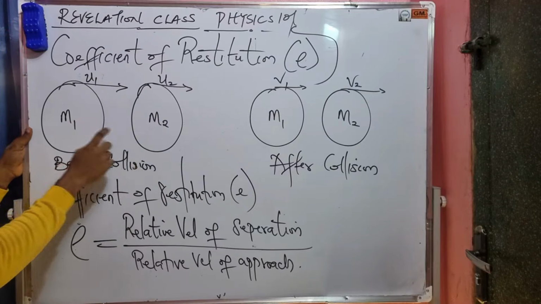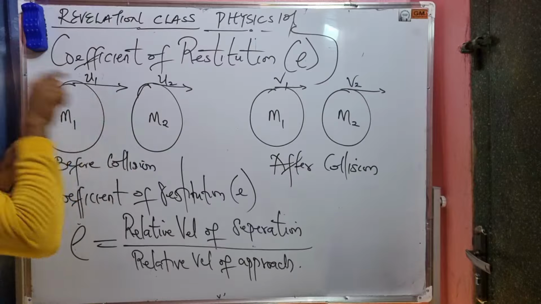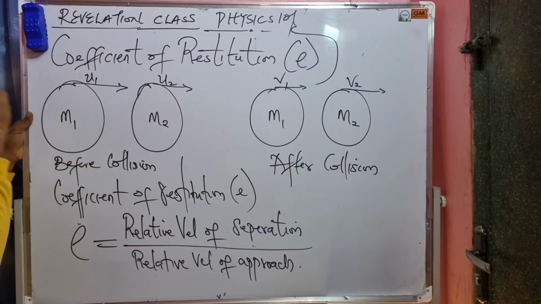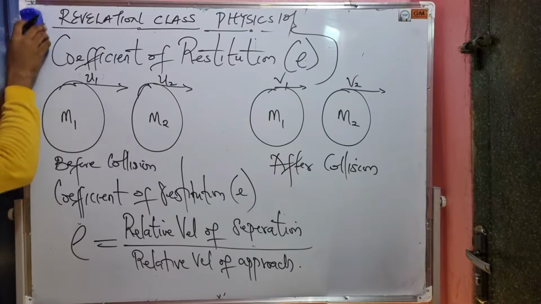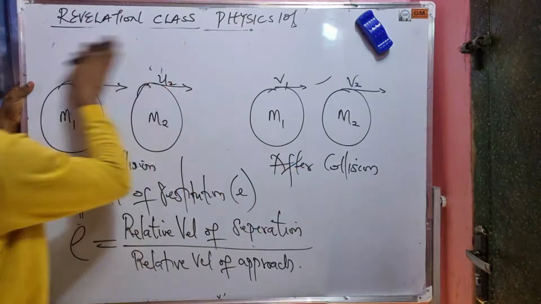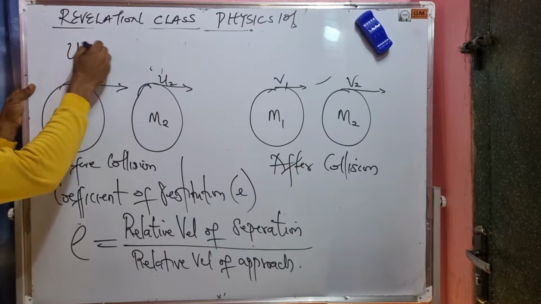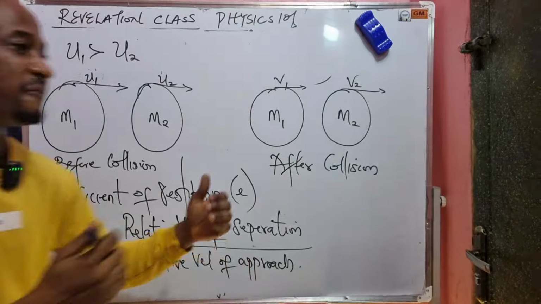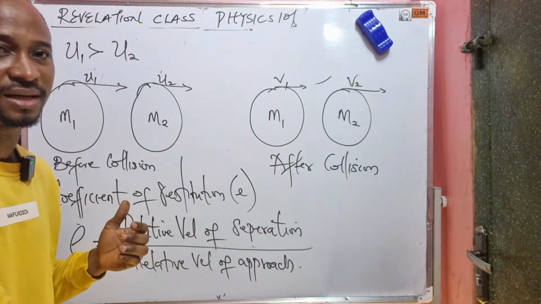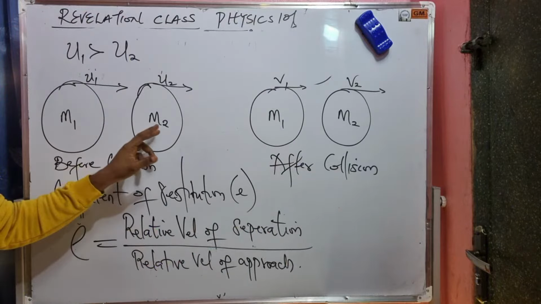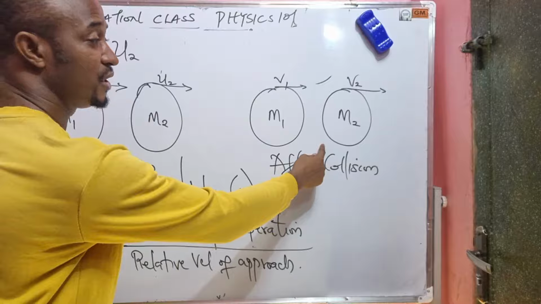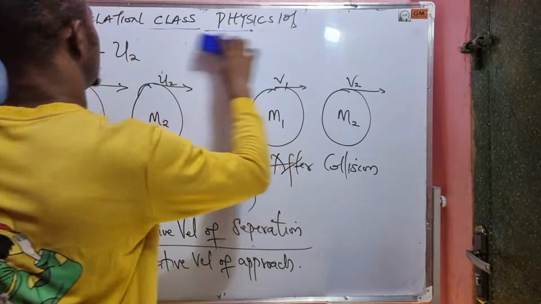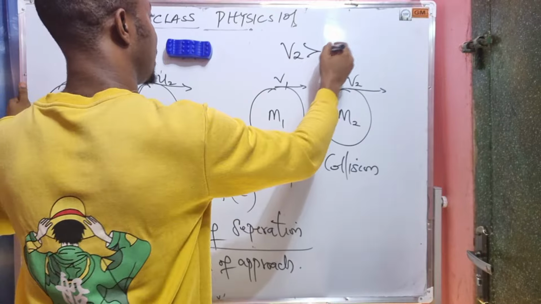So for M1 to move close to M2 and collide with it while they were in motion, that means the speed of M1 must be greater than the speed of M2. So what I'm saying here is that our U1 must be greater than U2. Now, separation means how fast they separate from each other after they must have collided. For them to separate after collision, that means my V2 must be greater than V1.